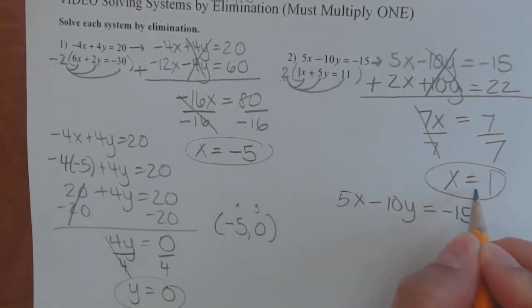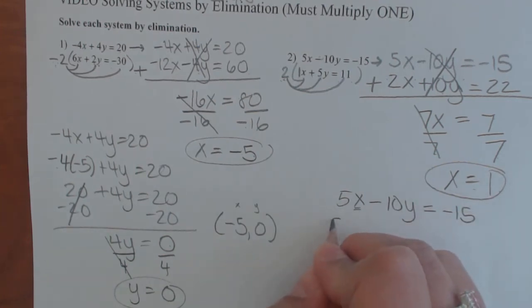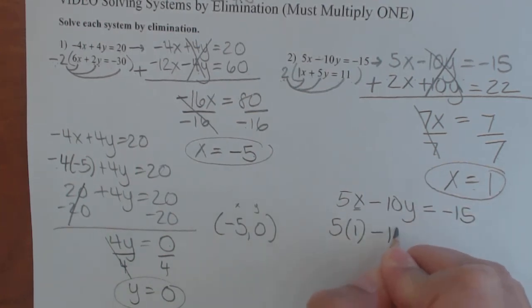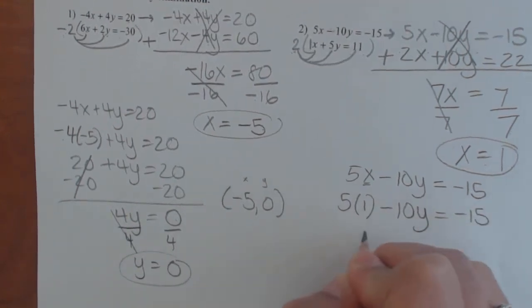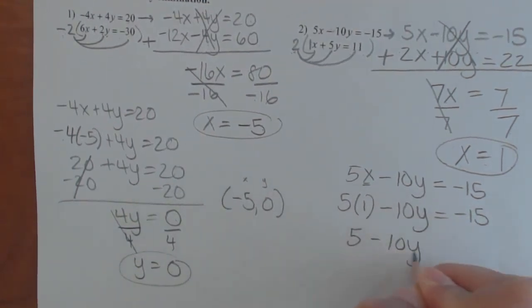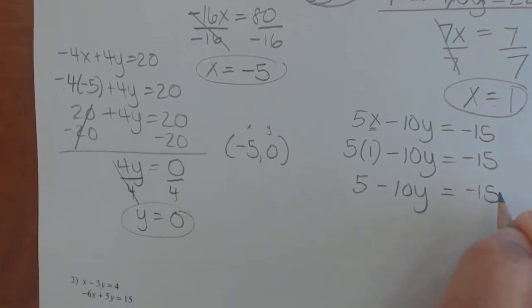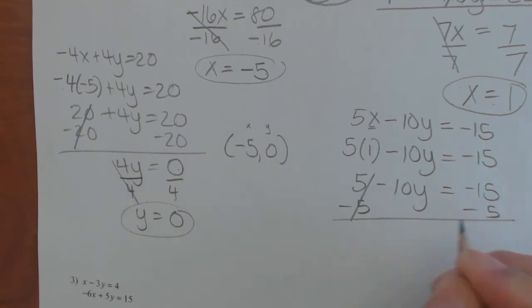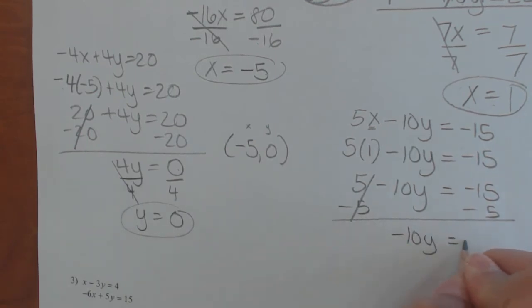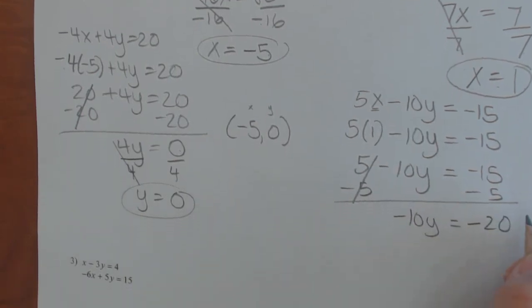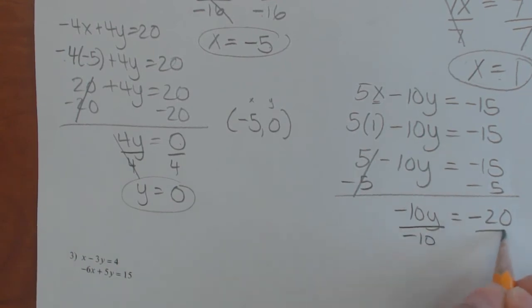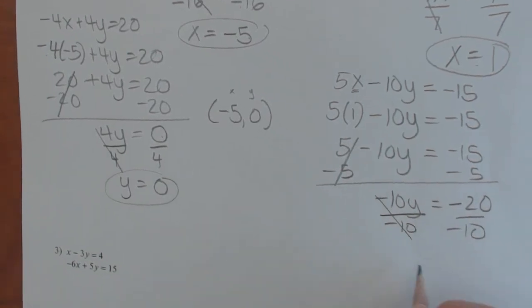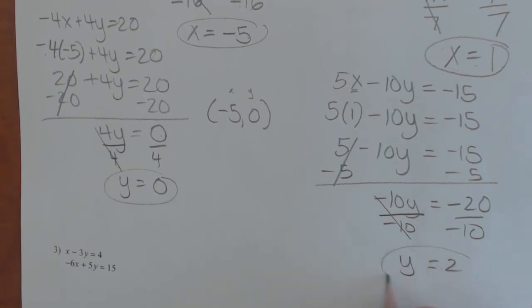I know my x is 1, so that's what's going to go down in here, substituting 1 in for x. 5 times 1 minus 10y equals negative 15. 5 minus 10y equals negative 15. Let's subtract 5 from both sides. Cross that out. Negative 10y equals negative 20. Divide both sides by negative 10. And y is going to be positive 2.